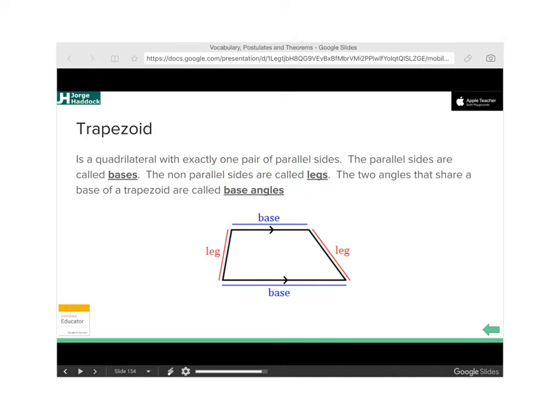As you remember from a previous video, a parallelogram has two pairs of parallel sides. So a trapezoid has one pair of parallel sides. The parallel sides are called the bases. The non-parallel sides are called the legs. The two angles that share a base are called the base angles. So these two angles are base angles, and those two angles are the other two base angles.